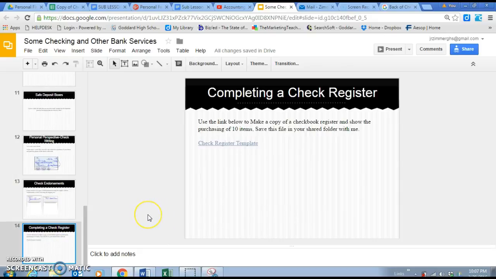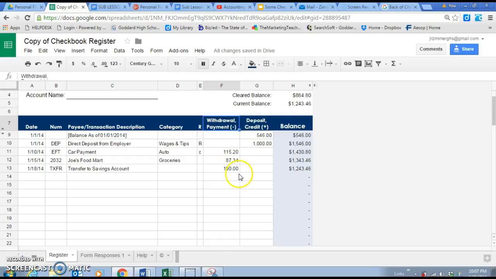Your next step is to complete the check register. I've given you a template to use here. There's a link right here you can click on, and I encourage you to open that up and make a copy for yourself. I already have one open, so I'm going to go right to it. This is what the copy looks like. These are some examples. These do not count as your 10 transactions that you will need to record, but you do get to have this balance to start. So your next purchase is going to be on March 1st, and you're going to go from there.